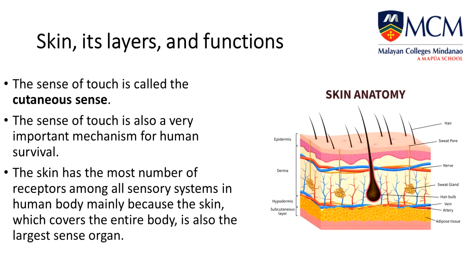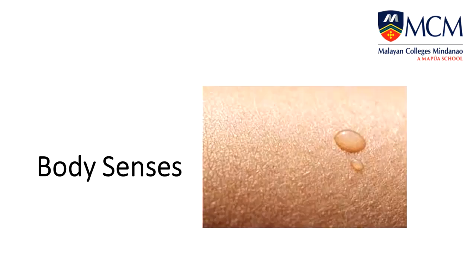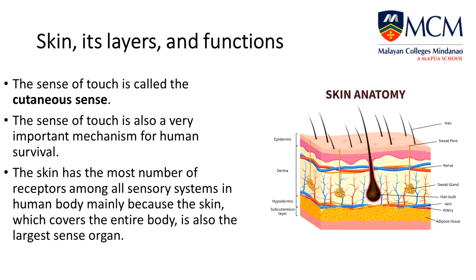Okay, next are the body senses. This is the skin. Basically, the sense of touch is called the cutaneous sense. The sense of touch is also a very important mechanism for human survival because through it we could balance the temperature of our body. When our body overheats, it needs to release the heat through sweating.